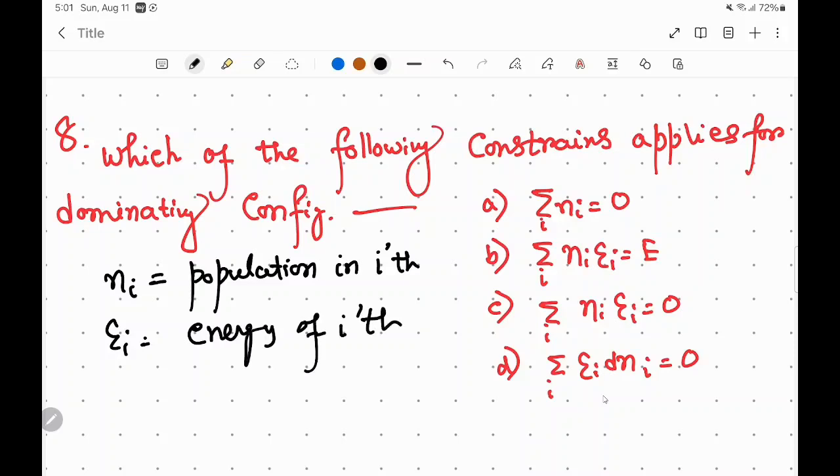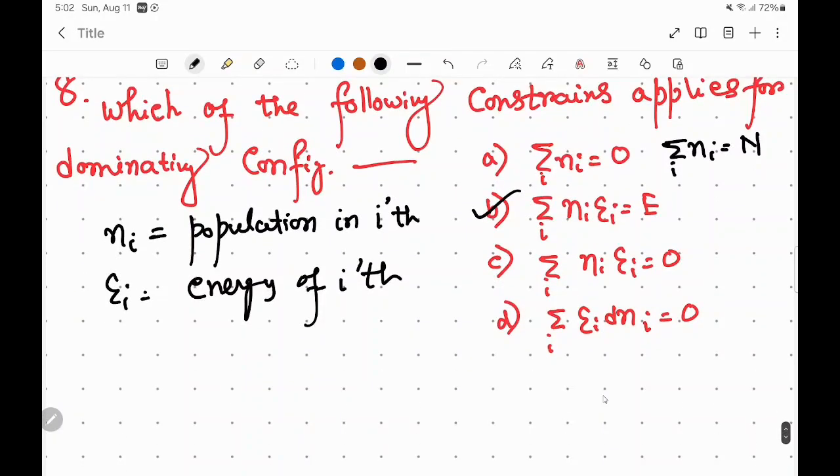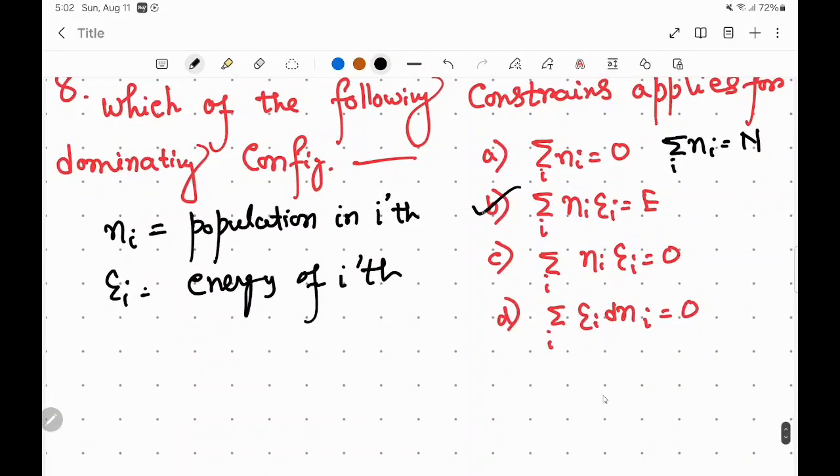Among the four options, the second option, exactly, because this should not be zero. The correct one is that the sum over Ni should be n, the total number of particles. And this is not true, this can't be true anywhere. So why is it in the answer? This is the answer, summation Ni equals 0. B is the correct answer.